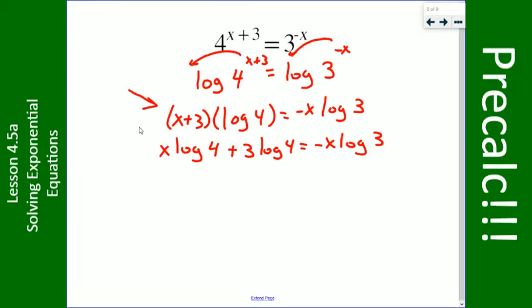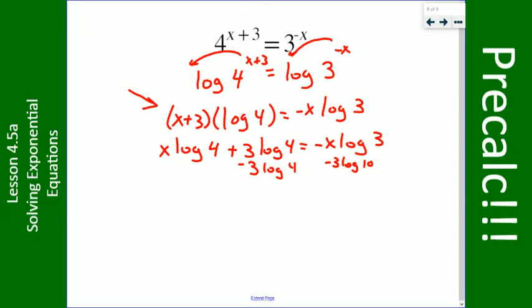So once we distribute, we want to get all of the terms that have a variable on one side of the equal sign and all the other terms on the other side of the equal sign. So what I'm going to do is subtract 3 log base 10 of 4 from both sides.